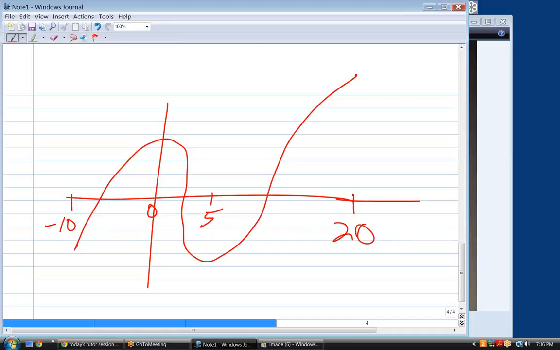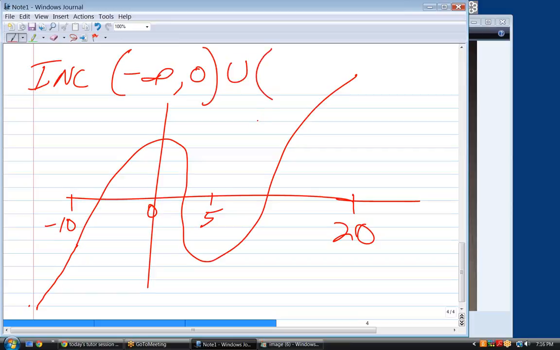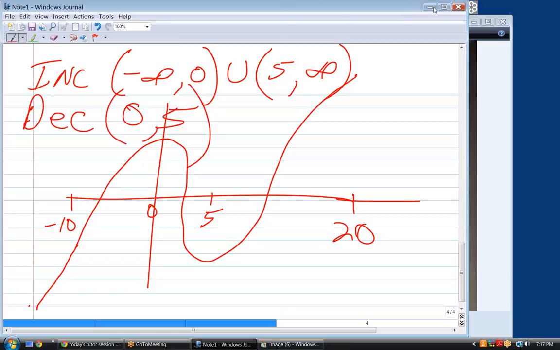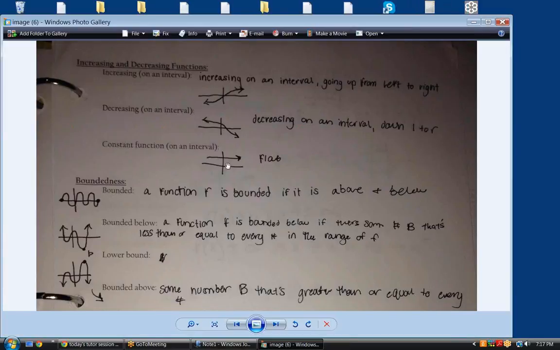Technically, we're coming from negative infinity to 0. So I would say increasing on the interval negative infinity to 0. Also, what other interval? 5 to infinity? Yeah. And it's decreasing on what interval? From 0 to 5. Okay. I think you understand increasing and decreasing.